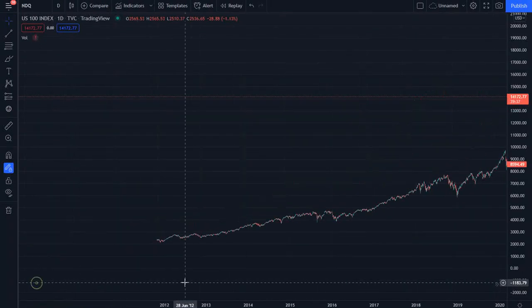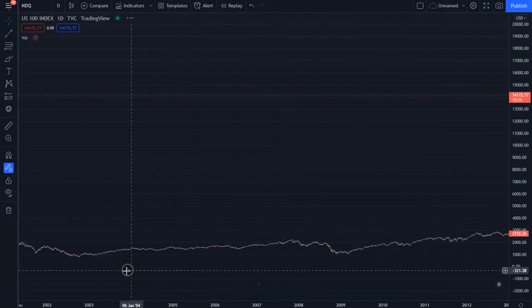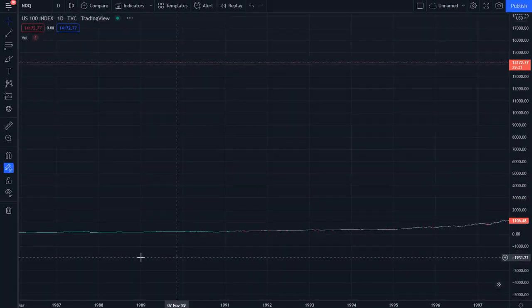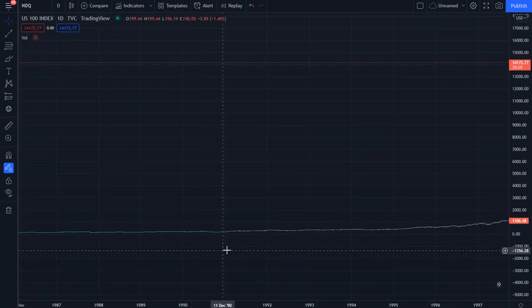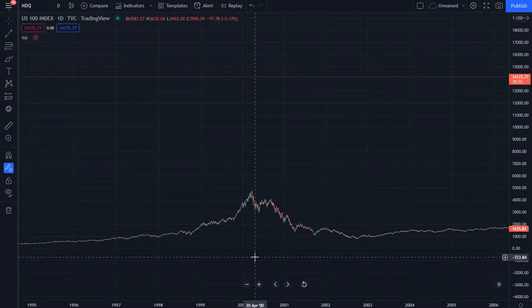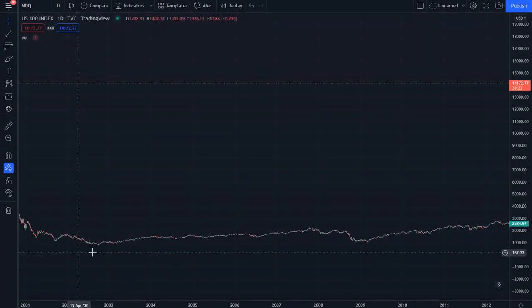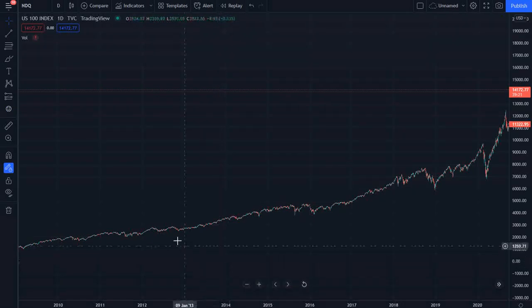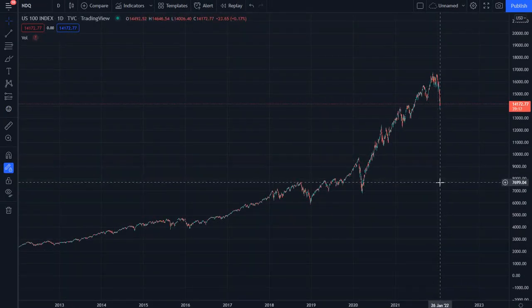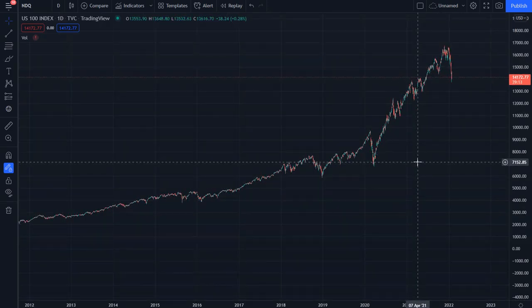So if you keep going, as you can see, you keep on going all the way back in the 1900s, and then got a little bump here in 2000, and everything dropped, and it slowly ramped up all the way to 2022. Alright, let's dive in straight away.